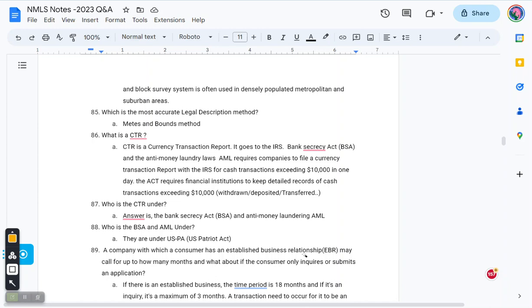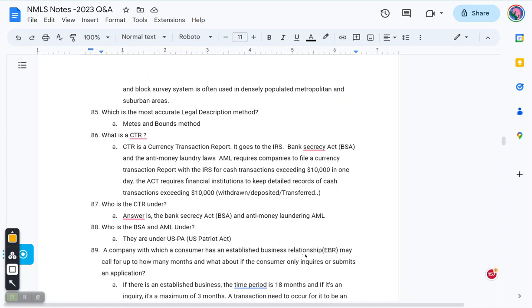Moving on, who is the CTR under? The answer is the Bank Secrecy Act and Anti-Money Laundering or AML. Who are the BSA and AML under? They are all under the USA PATRIOT Act.